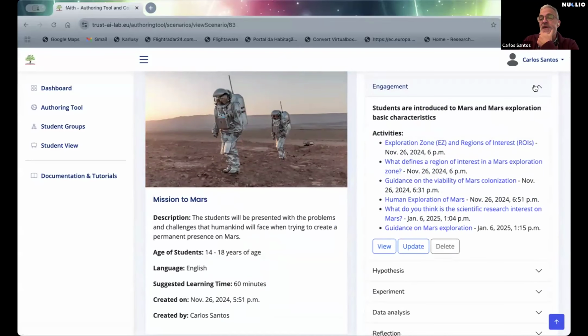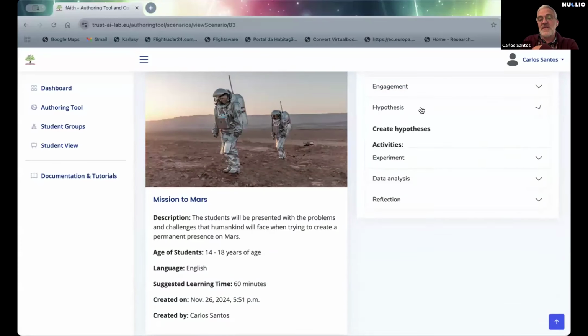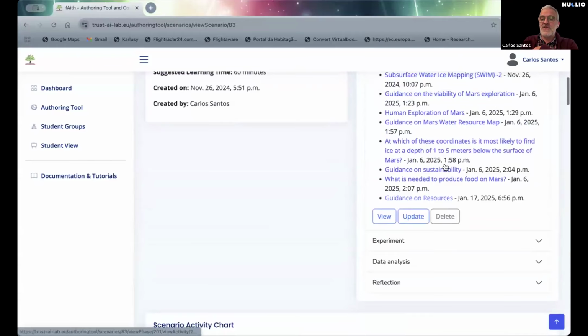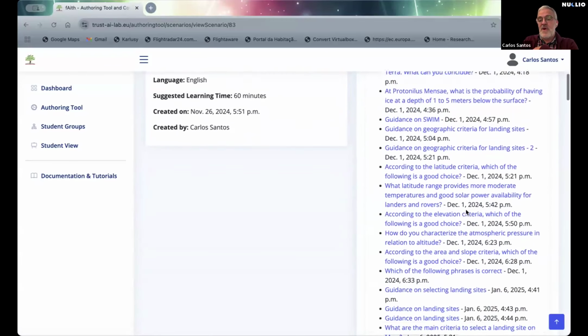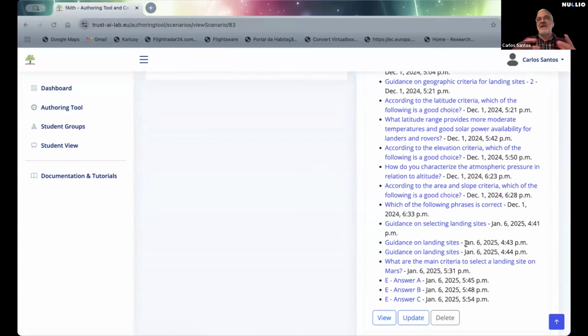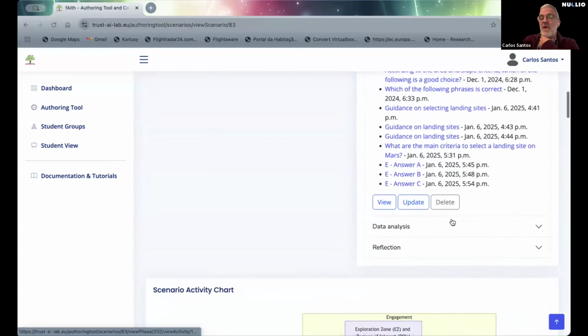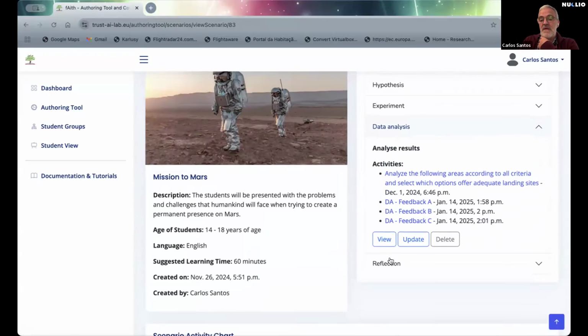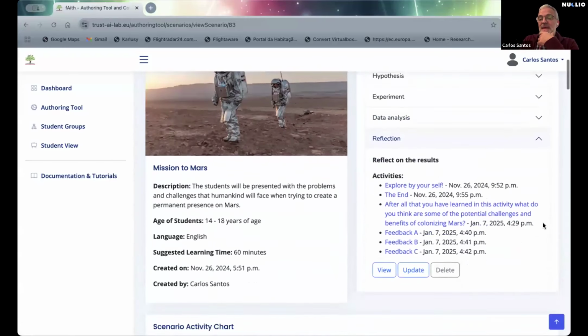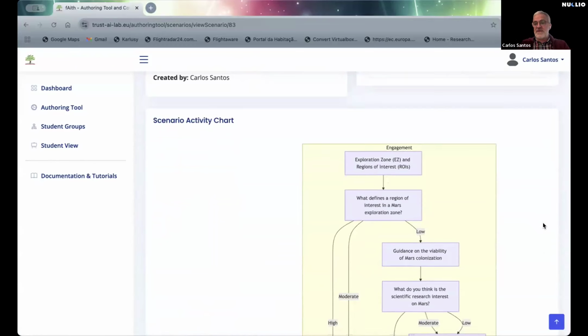you see here the 5 phases. So engagement, and there are several slides, let's say. Hypothesis, and this is much larger in terms of number of slides. Experiment, okay. So each of these things is a screen that the students will be able to see or not, depending on the paths that they will take. Data analysis and reflection.